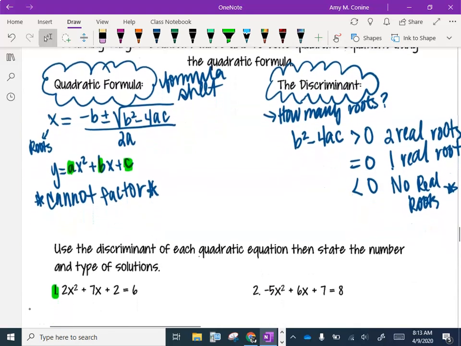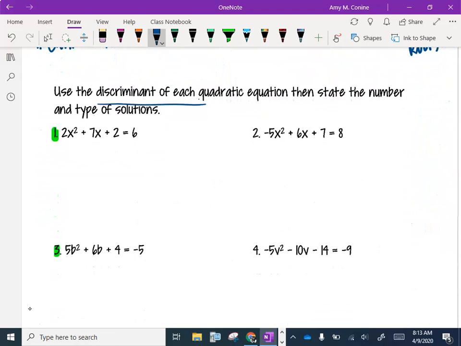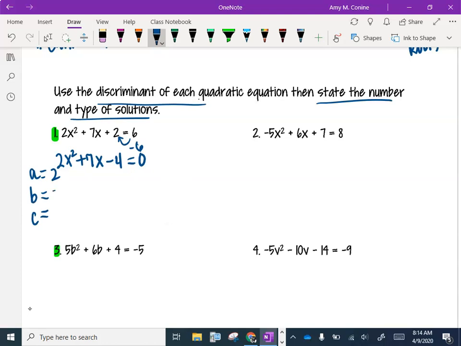Pause when you need to. And so we're going to go down. We're going to look at number 1. We're going to use the discriminant to just find the number and the type of solutions. So you need to make sure that this is equal to 0, so you have the correct a, b, and c to use in your discriminant. So move that 6 over. So now this is minus 4 equal to 0. And I always like to label my a, b, and c off to the side.